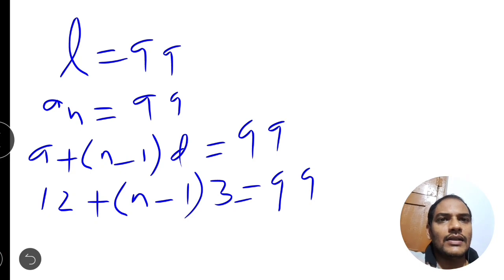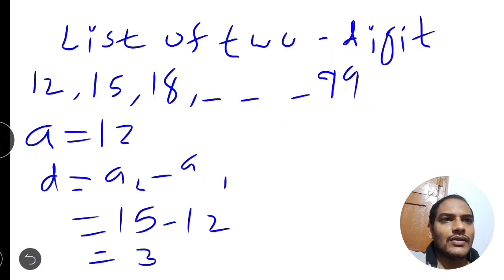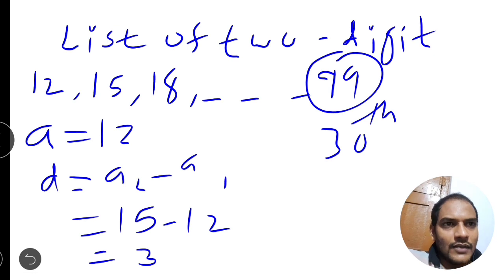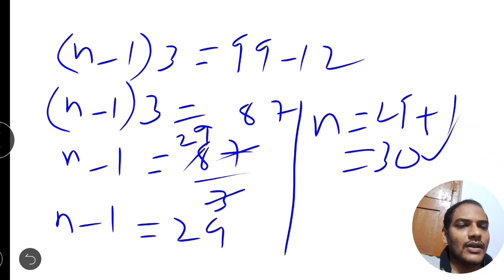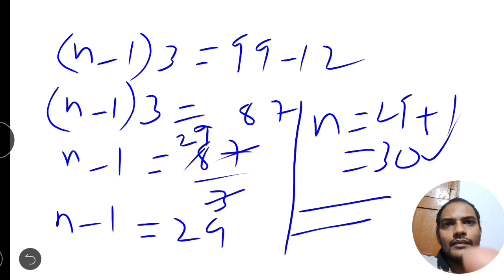So the 30th term is 99. Nothing but how many terms are there? Yes, 30 terms are there, because 99 is the last term and its number is 30. So that is why the total number of two-digit numbers which are divisible by 3 is 30. That conclusion we have to write here: the total number of two-digit numbers which are divisible by 3 is 30.